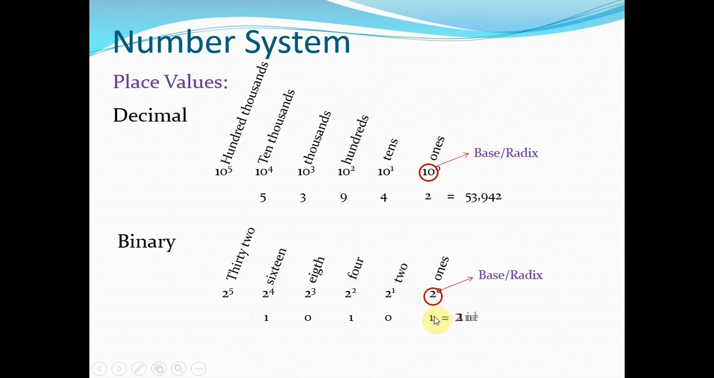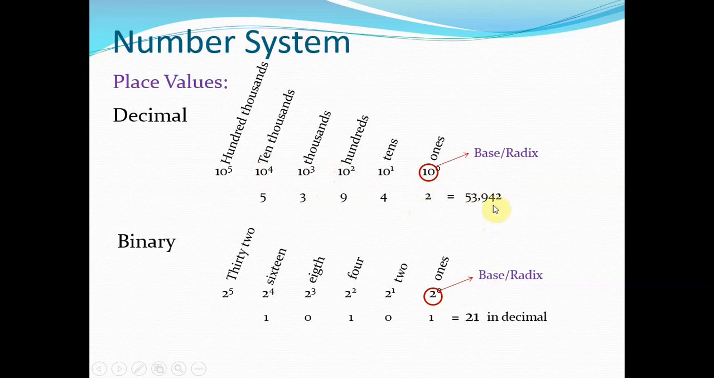So if we're going to convert that into decimal, 10101 is equivalent to 21 in decimal. Why is it 21 in decimal? Remember, if we go back to decimal, we have 53,942 because we add up everything that we multiply here, here, here, and here, and then add them up, we have 53,942.